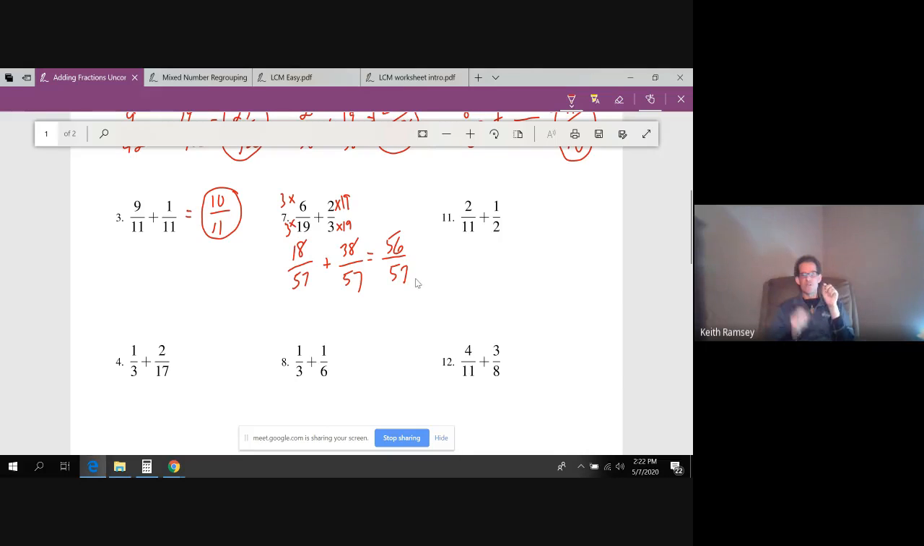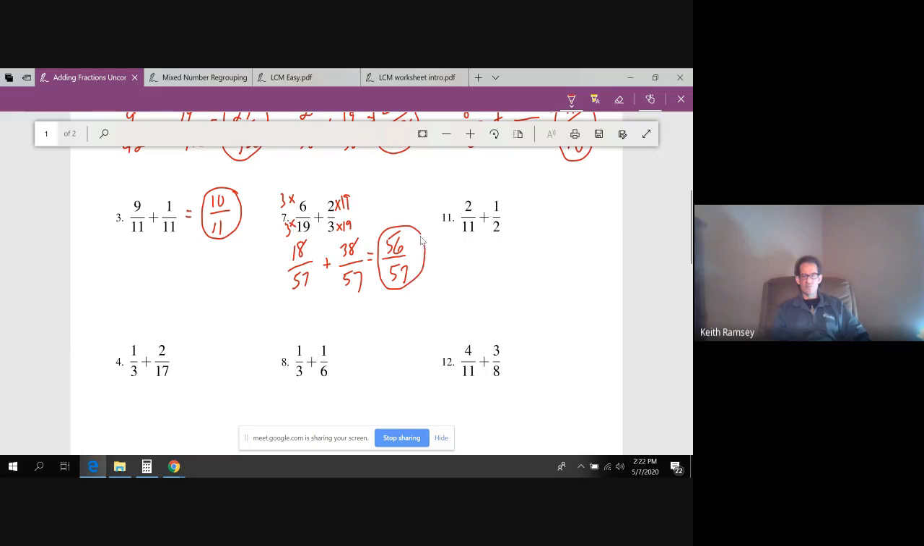This is your shortcut. 57 is not a prime number, but if 56 is not a factor of 57, think about your factors of 56. I know that 7 times 8 is 56. 7 is not a factor of 57. 8 is not a factor of 57. And so you know your fraction is reduced.